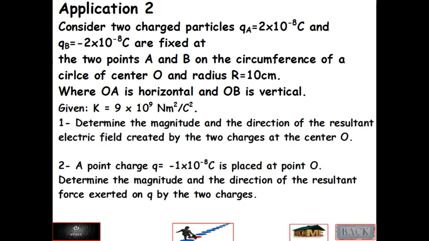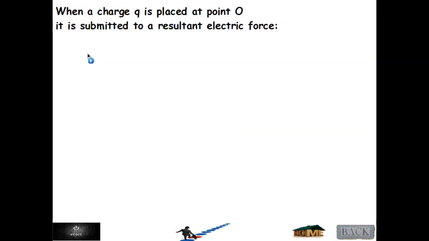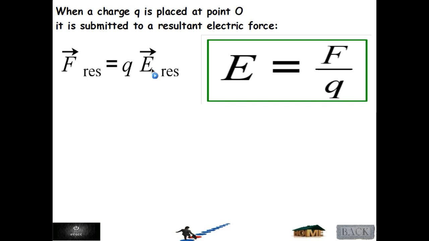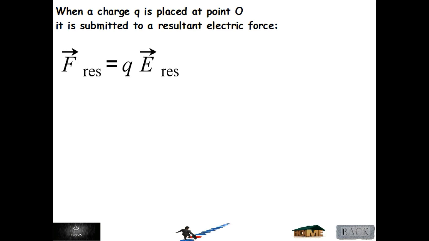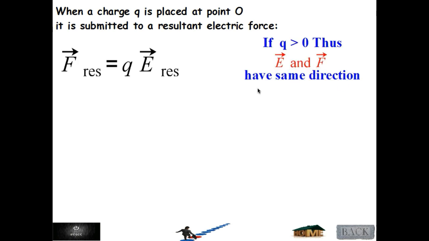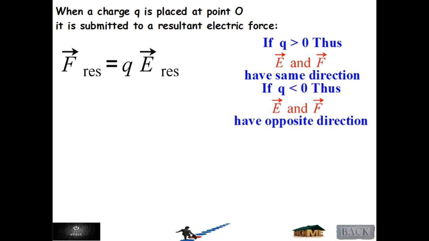Now part 2. A point charge Q of minus 1 times 10 to the power minus 8 Coulomb is placed at point O. Determine the magnitude and the direction of the resultant force exerted on Q by the two charges. Here, when a charge Q is placed at point O, it is submitted to a resultant electric force. This resultant electric force is equal to Q times the resultant electric field. This formula we can get from the definition of electric field, which is E equals F over Q. From this equation we can deduce that if Q is positive, then E and F have the same direction, and if Q is negative, then E and F have opposite directions.